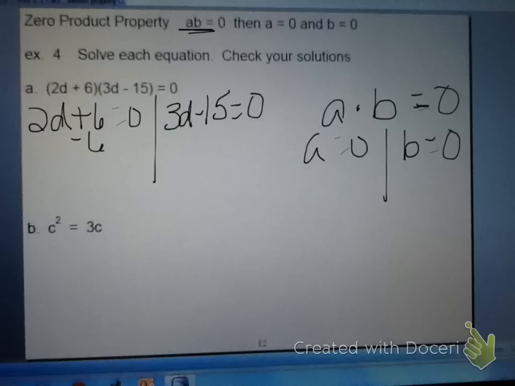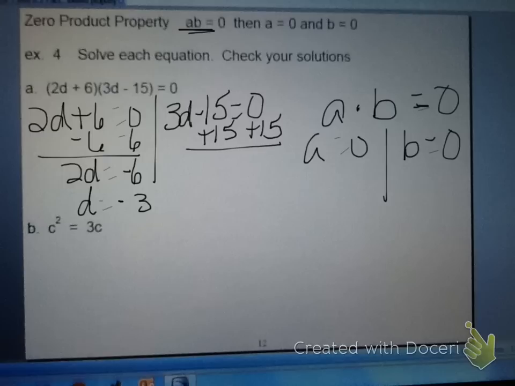And solve. So we're going to subtract 6. 2d is equal to negative 6. Divide by 2, and d is equal to negative 3. Add 15. So 3d is equal to 15. Divide by 3, and d is equal to 5.